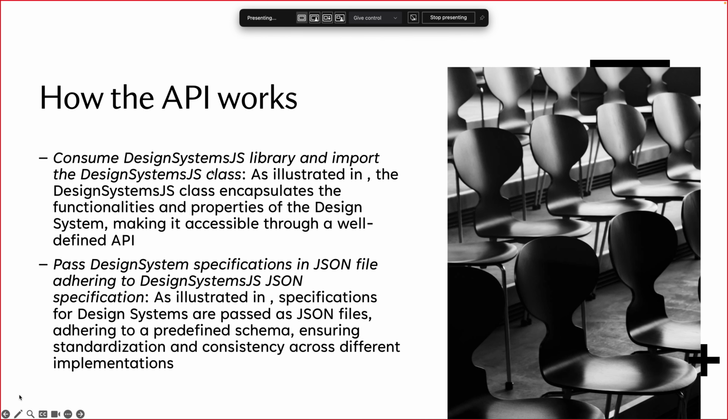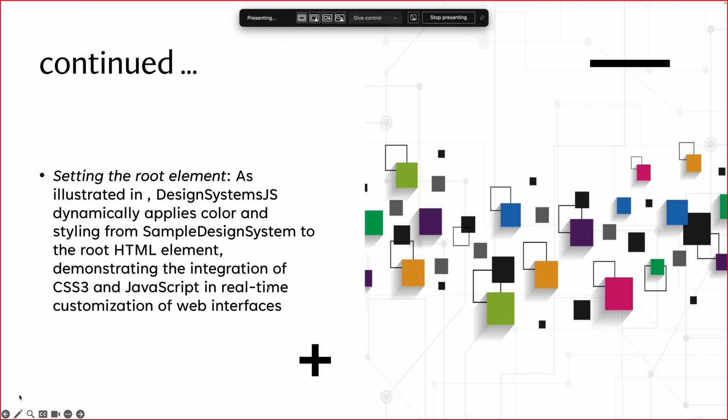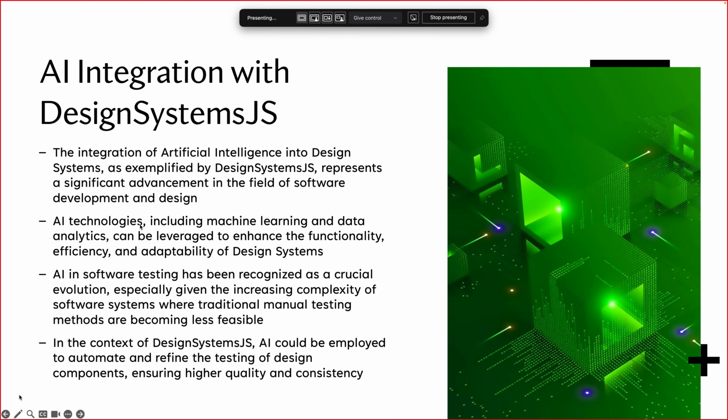And so I showed you how the API works. You consume the DesignSystemJS JavaScript library. You basically import the DesignSystemJS class, you instantiate it, pass your design system JSON structure, and you set the root element.